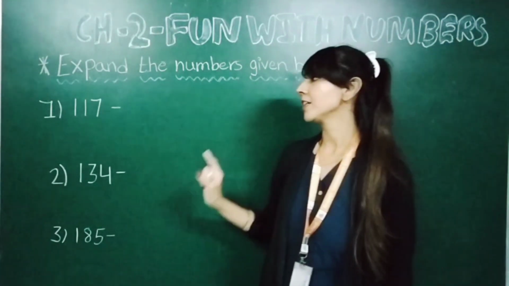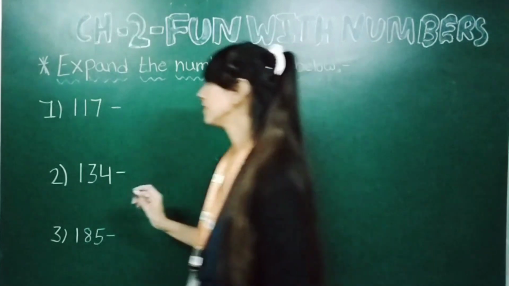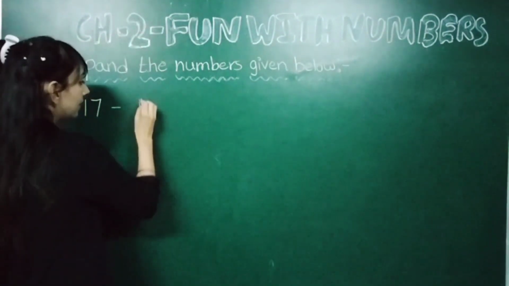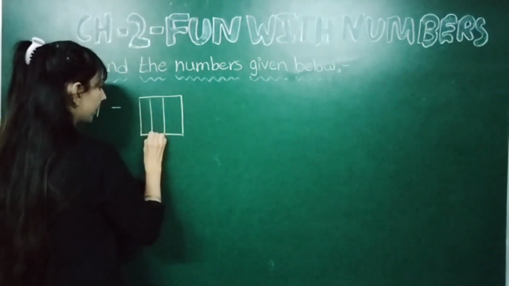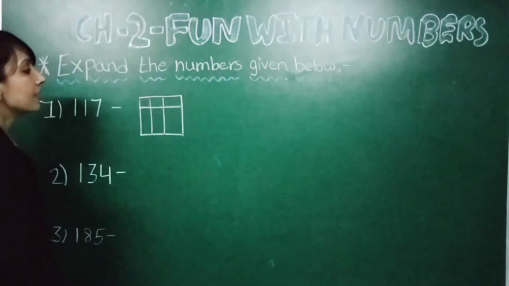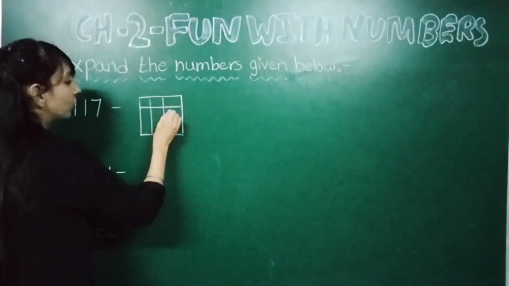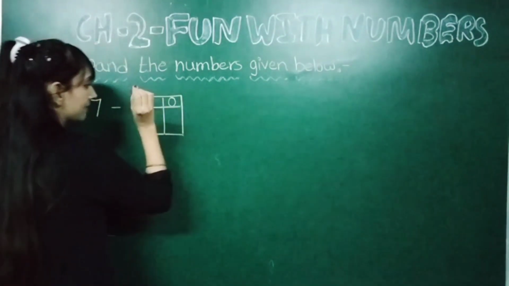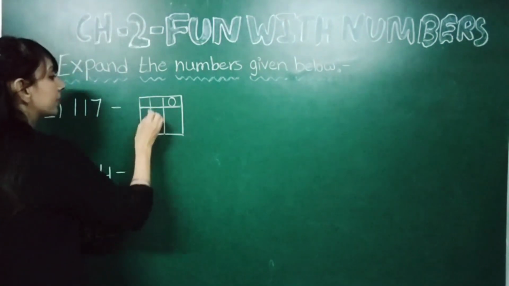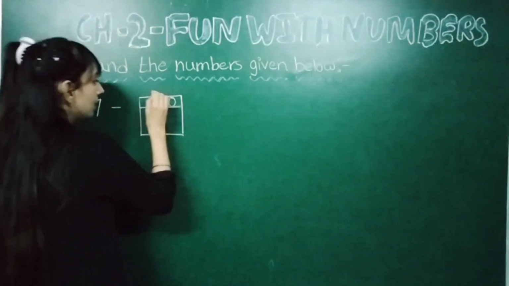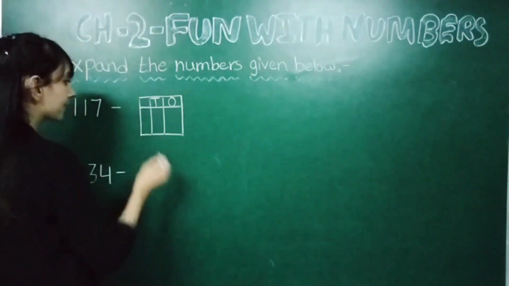Now in the very first one, you can see it's written 117. First of all, we will see the place value of that. See students, this column is of ones, so we will write O over here. O stands for ones. And this column is of tens. T stands for tens, so here we will write T. Now this column is of hundreds. H stands for hundreds.